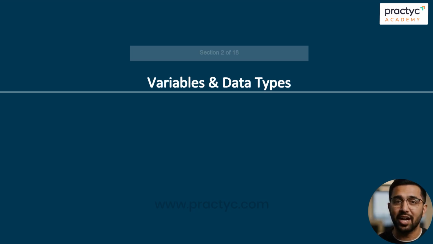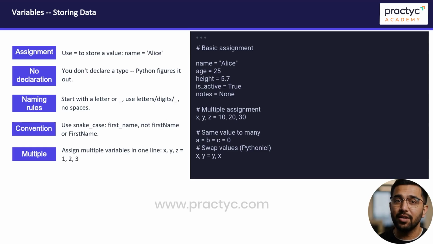Welcome to Section 2, Variables and Data Types. We'll explore how Python handles data storage and manipulation. In Python, use the equals sign for assignment, like name equals Alice. No need to declare types. Python infers them. Follow naming rules: start with a letter or underscore and use snake_case.